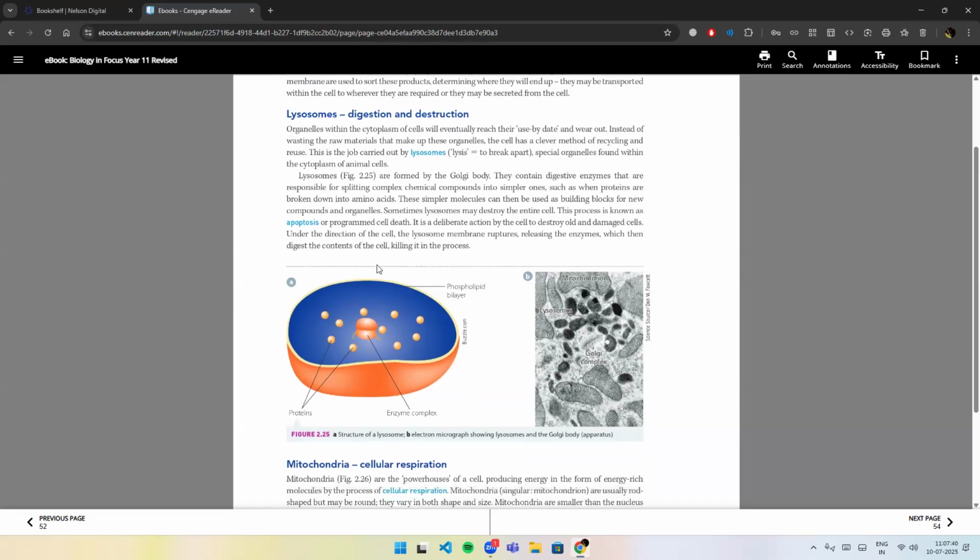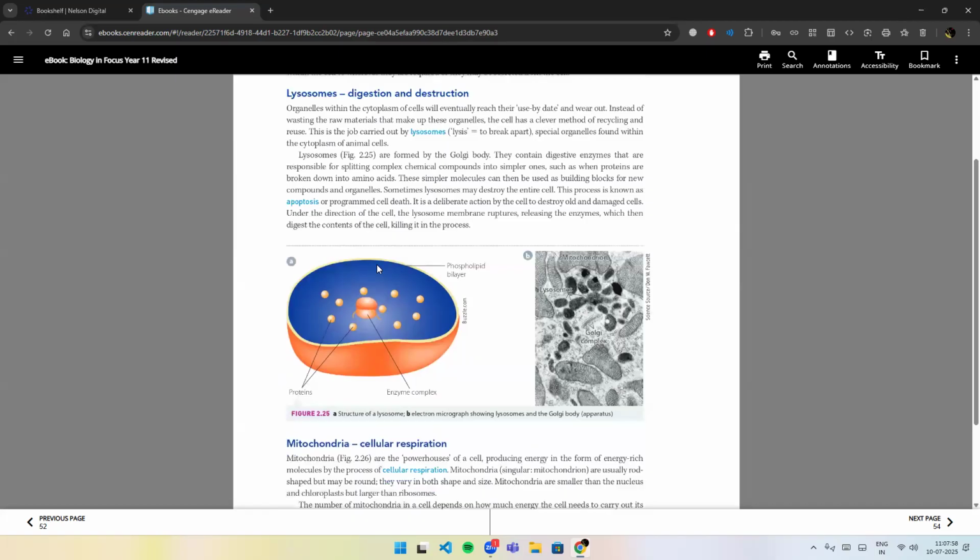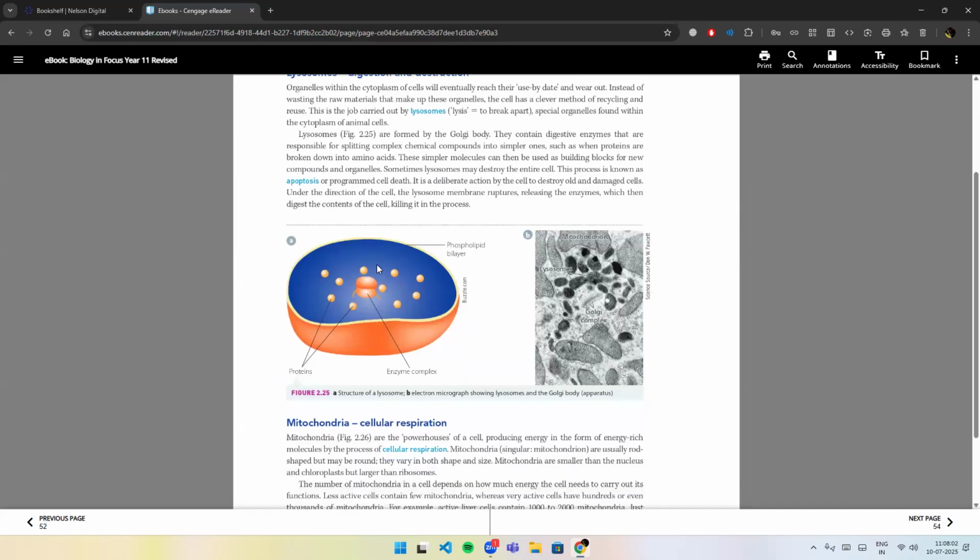Lysosomes, digestion and destruction. Organelles within the cytoplasm of cells will eventually reach their use-by date and wear out. Instead of wasting the raw material that make up these organelles, the cell has a clever method of recycling and reuse. This is the job carried out by lysosomes, special organelles found within the cytoplasm of animal cells. Lysosomes are formed by the Golgi body.